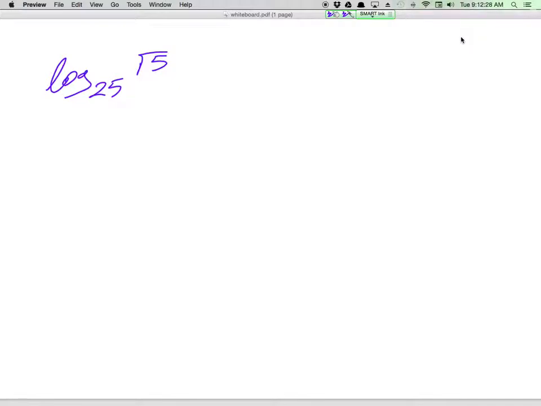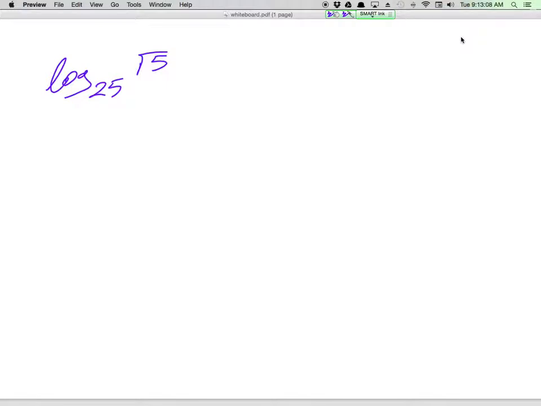Does anybody know what it is? 1/4. How'd you get 1/4, Nick? Because the square root of 25 is 5, so that's 25 to the 1/2, and then the square root of 5 is another 1/2. Then 1/2 times 1/2 is 1/4. So it would be 25 to the 1/4. Exactly. It's a process.